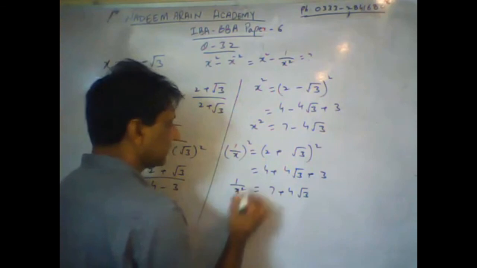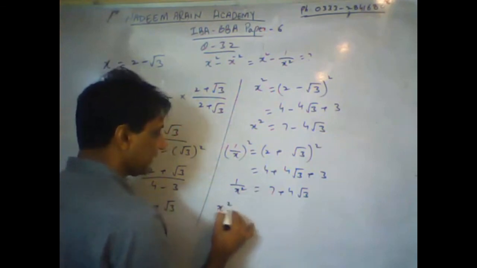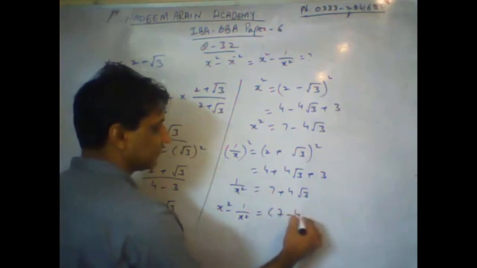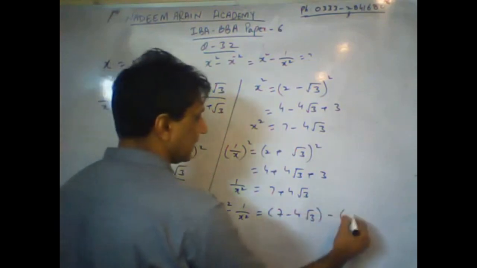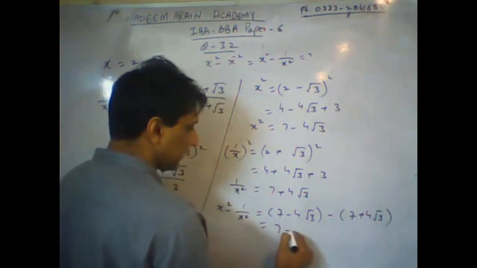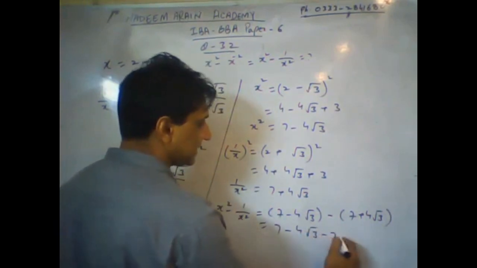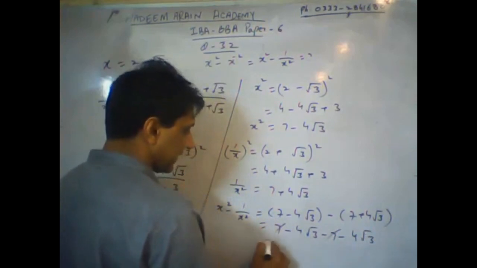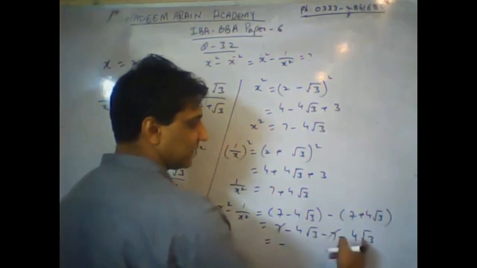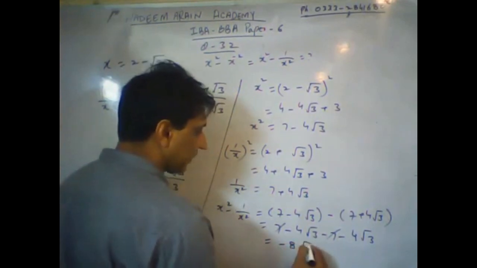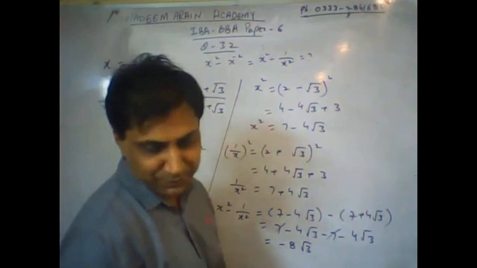Now subtract them. X square minus 1 upon x square is equal to 7 minus 4 square root of 3 minus 7 plus 4 square root of 3. So 7 minus 4 root 3 minus 7 minus 4 root 3. Minus 7 plus 7 cancelled. So minus 4 square root of 3 and minus 4 square root of 3 will be minus 8 square root of 3. That is option B.